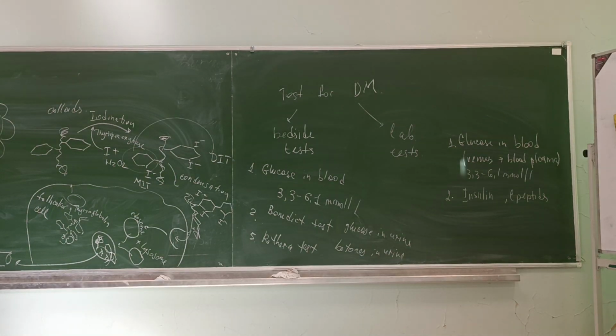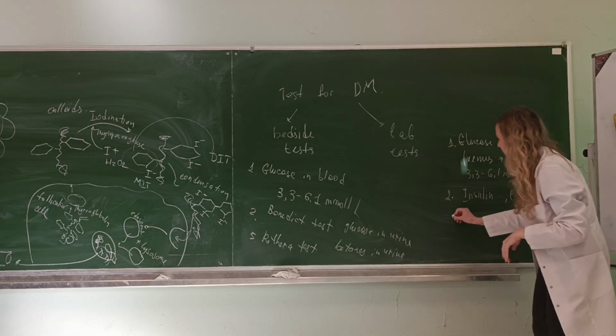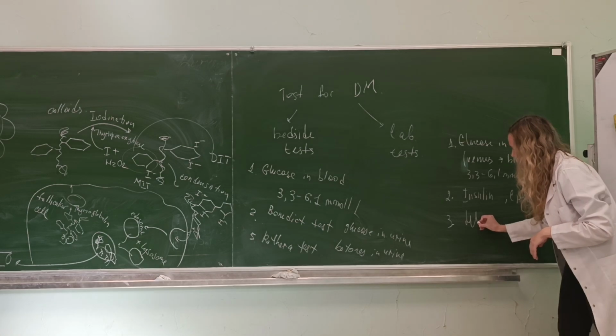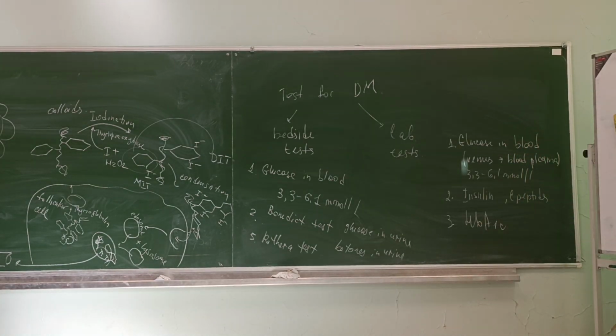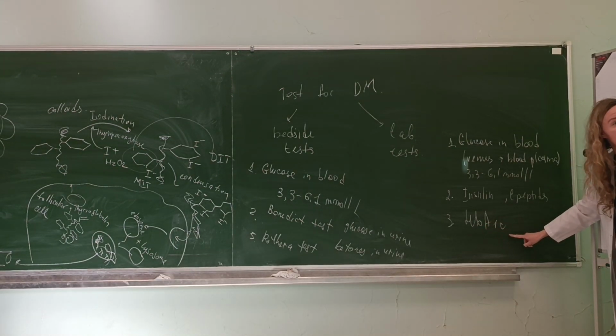But I need to check if this patient gets insulin as an injection. In that case, it is possible that insulin is normal, but C-peptide is low. So this insulin is what the patient takes by injection. What I will do next, I will measure glycosylated hemoglobin in whole blood. Now you already know how we write it in the laboratory: hemoglobin A1C.